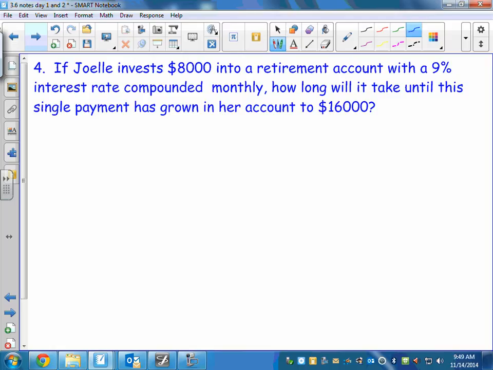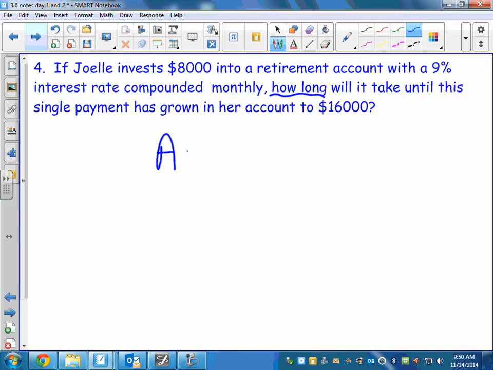And again, I printed these out for you because they're very long problems. If Joelle invests $8,000 into a retirement account with a 9% interest rate compounded monthly, how long will it take until this single payment has grown in her account to $16,000? So, same idea, except instead of saying how much will she have after so many years, they're telling us to find how long that will take, which means I'm looking for time, which means I should be able to take that formula and plug everything in except the time and then solve that equation.